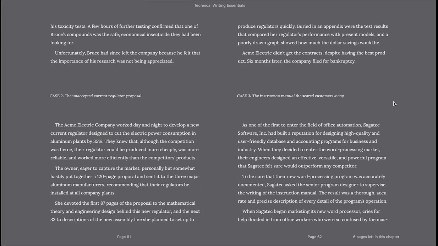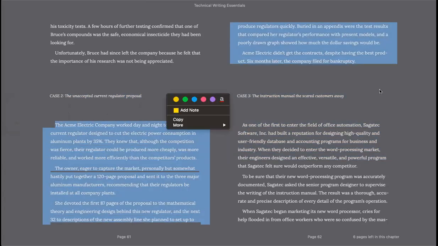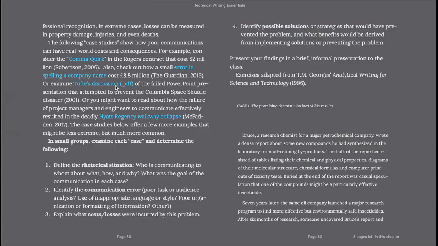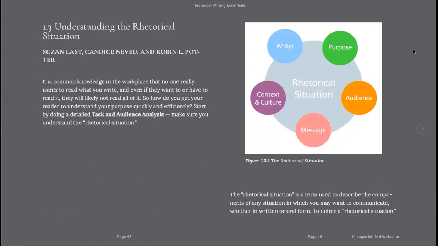What we're going to do now, we're going to work on case studies, and I want you to think and tell me, how would you resolve these issues before we do anything practical? So can you see case study two? Yes. Excellent. So it is called the unaccepted current regulator proposal. Read the scenario and tell me how you think this problem would be solved? And I want you to use this specific model. Assess the process, assess the audience, assess the message, assess the context and culture, and then rewrite the message in the way that it should be read correctly. Would you like to take a picture of this specific model?